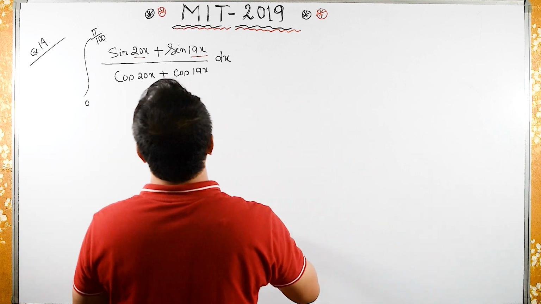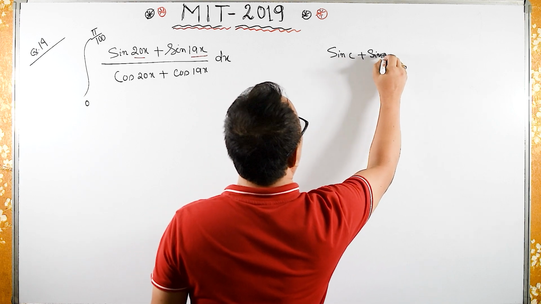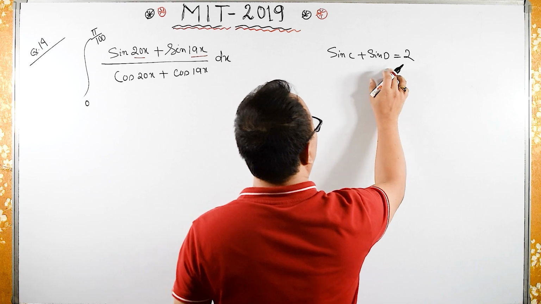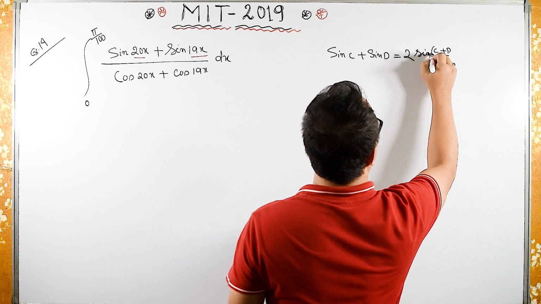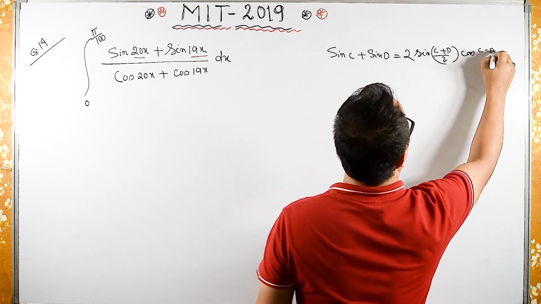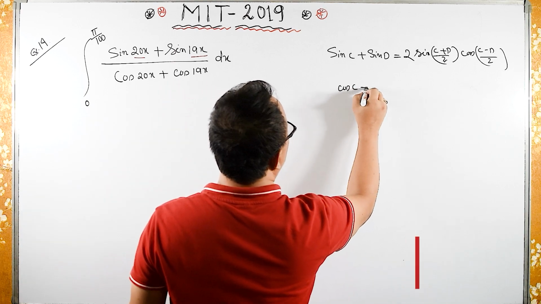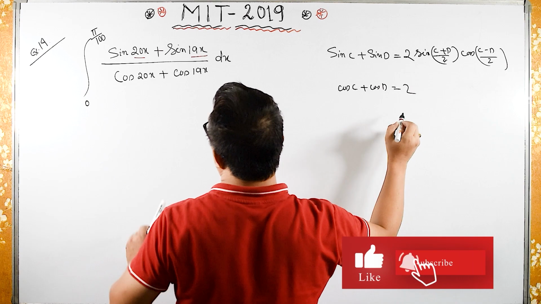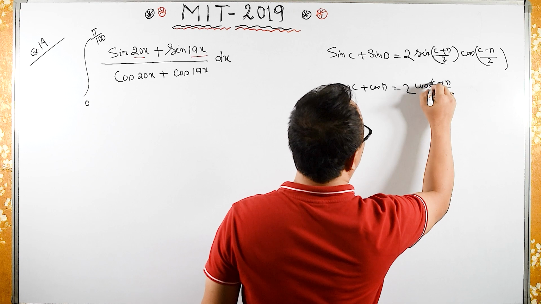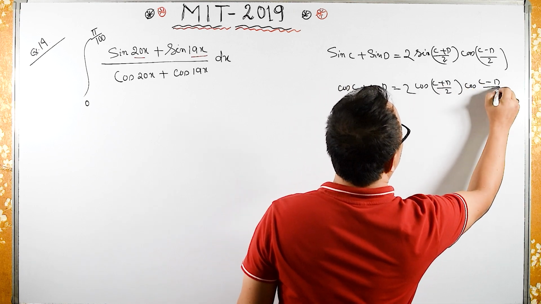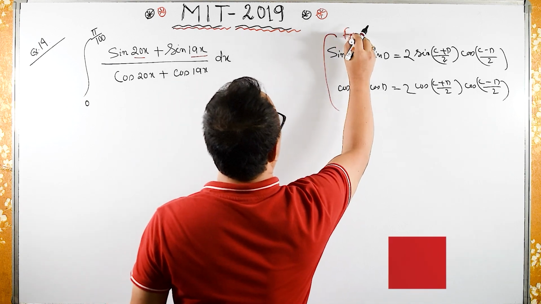So I'll write down the sine c plus sine d formula. We have sine of c plus sine of d equals twice sine of c plus d by 2 into cos of c minus d by 2. And cos c plus cos d equals twice cos of c plus d upon 2 into cos of c minus d upon 2. So now let's apply these two formulas.